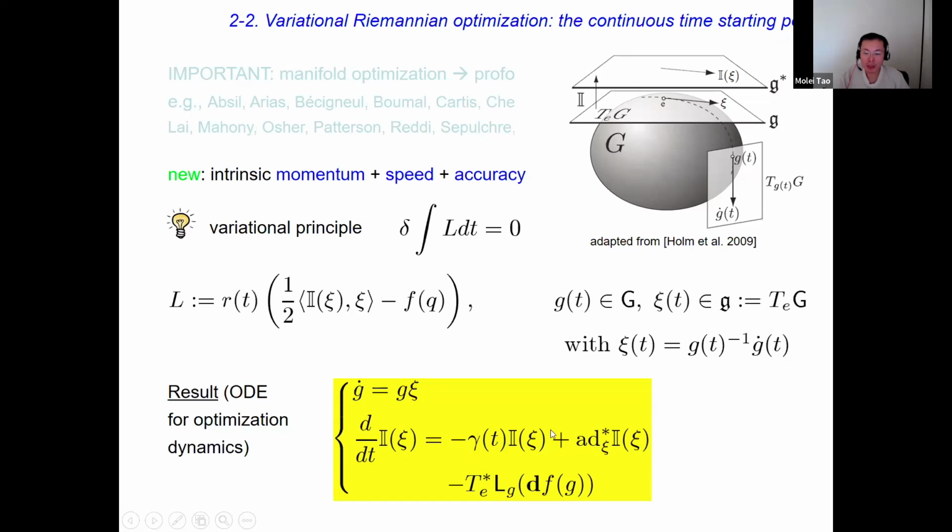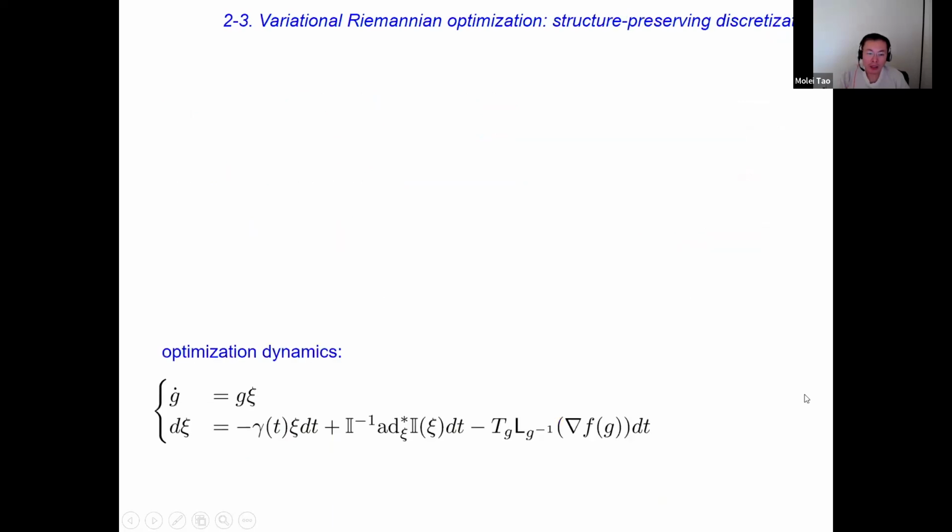So you have a net torque. The last term is again the conservative forcing. The first term is a dissipation that drains energy from the system. The second term is nu, a Coriolis force term that accounts for the curved geometry of the manifold. So this is the optimization dynamics that we have. You can prove very easily it converges to a local minimizer, but this is not an algorithm. So far, this is a mathematician's toy.